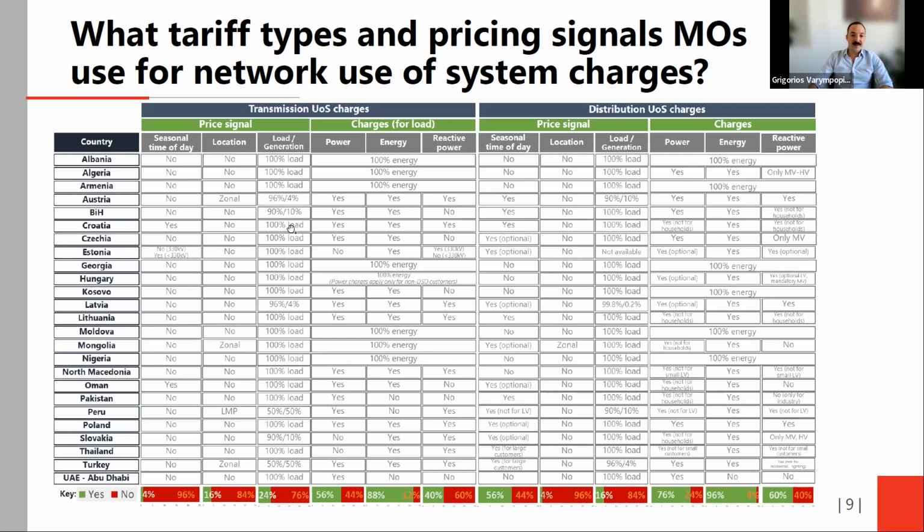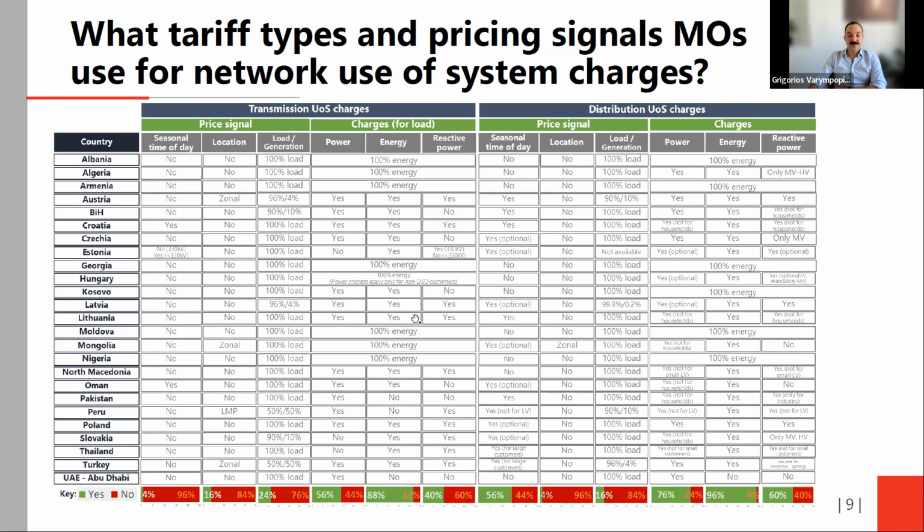Then regarding the split of load and generation, 24% of countries also charge generators, whereas 76% of the countries do not. And the most typical split is approximately 90% for load and 10% for generators to recover the costs.